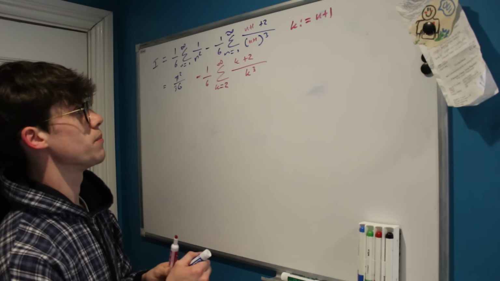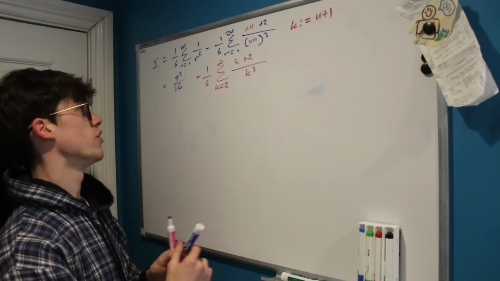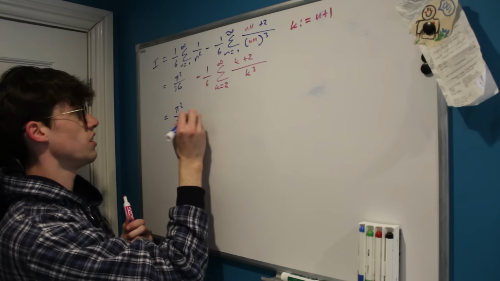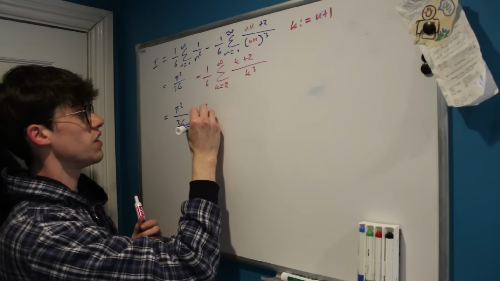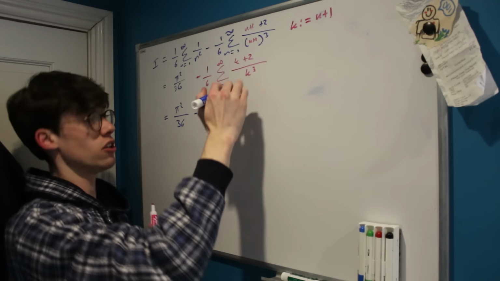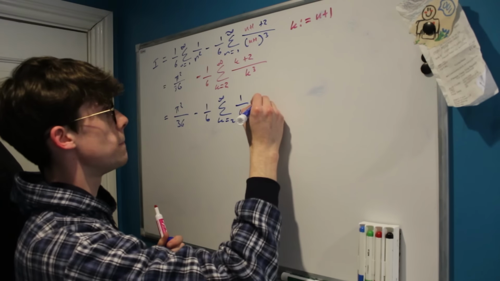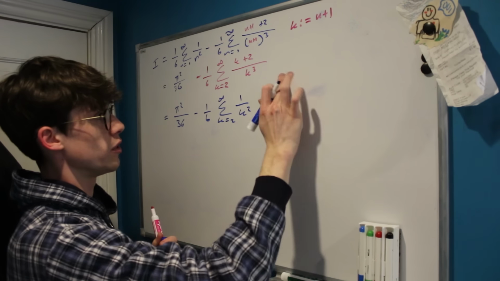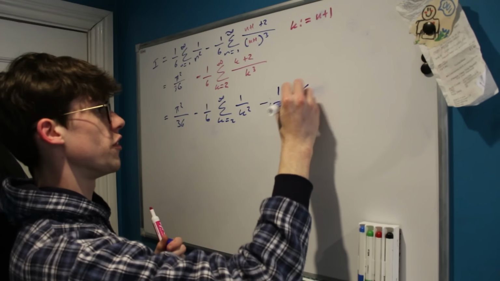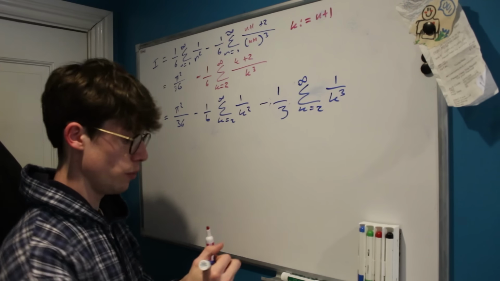Okay, this is looking great because there's going to be some nice cancellation here and we can start splitting these up into two individual sums as well. So let's just rewrite everything that we've done so far. That's pi squared over 36 minus 1 over 6 times the sum from k equals 2 to infinity of k over k cubed, which is just 1 over k squared. And then we're going to do minus 2 over 6, which is also known as minus 1 over 3 of the sum from k equals 2 to infinity of 1 over k cubed.